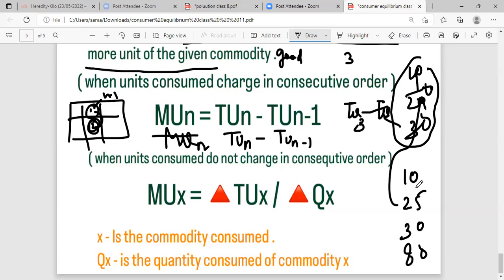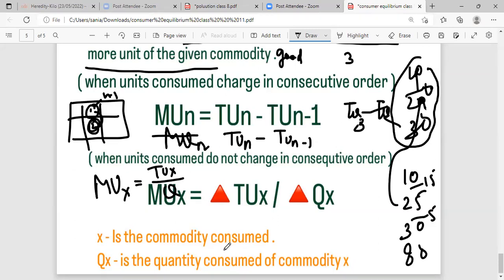Here you can see a difference of 15, but here you can see a difference of 5. So it is not consecutive, right? Then the formula will be MUX equals TUX, whatever your TU is, divided by the quantity. I'll just write the formula now and explain it when we do the numerical.